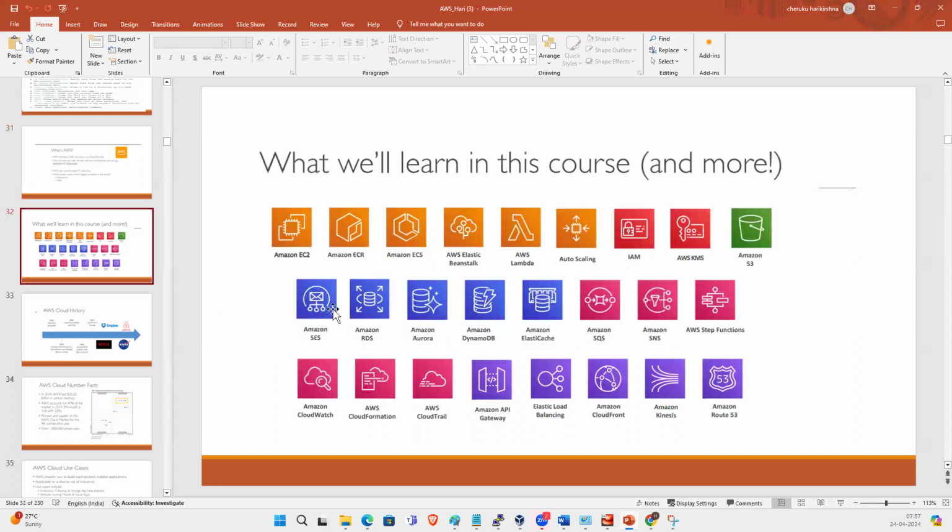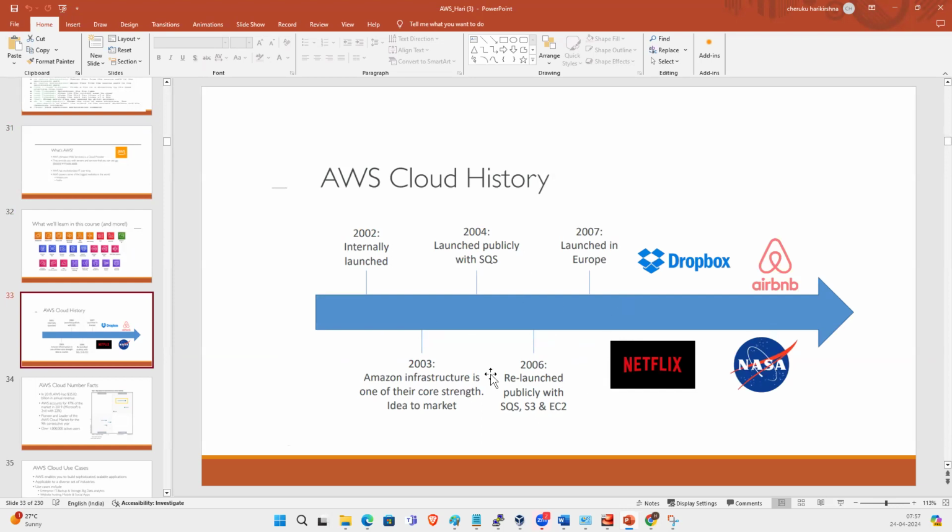So what we will learn in this course: Amazon EC2, Amazon ECR, ECS, Elastic Beanstalk, Lambda, auto scaling, IAM, KMS, S3, SES, RDS, Aurora, DynamoDB, ElastiCache, SQS, SNS, Step Functions, CloudWatch, CloudFormation, CloudTrail, API Gateway, Elastic Load Balancing, Amazon CloudFront, Amazon Route 53. These all are the services in Amazon Web Services, AWS. The history I will tell you tomorrow: when it was launched, and what services were launched. We will start from tomorrow, AWS.